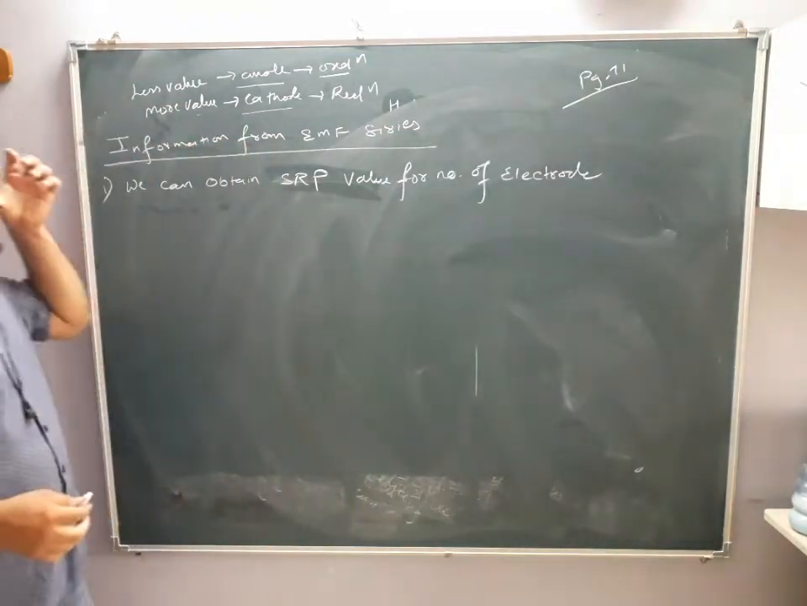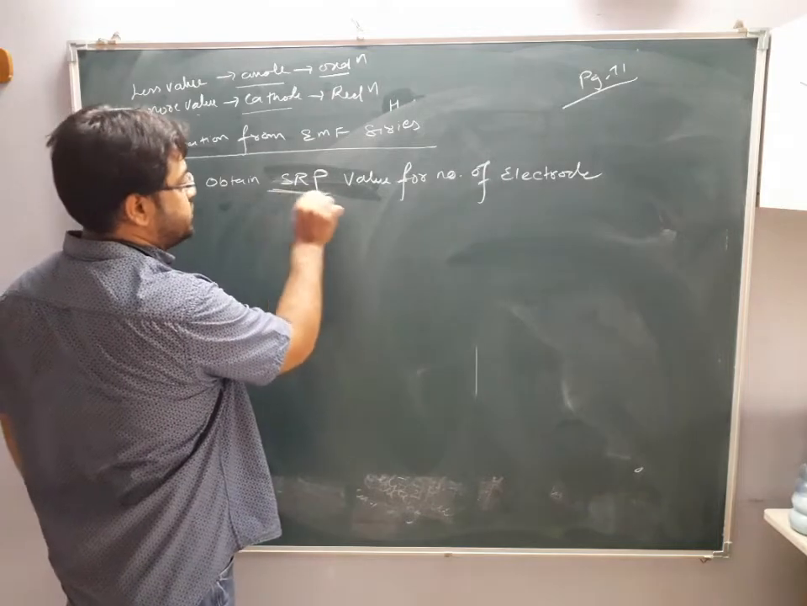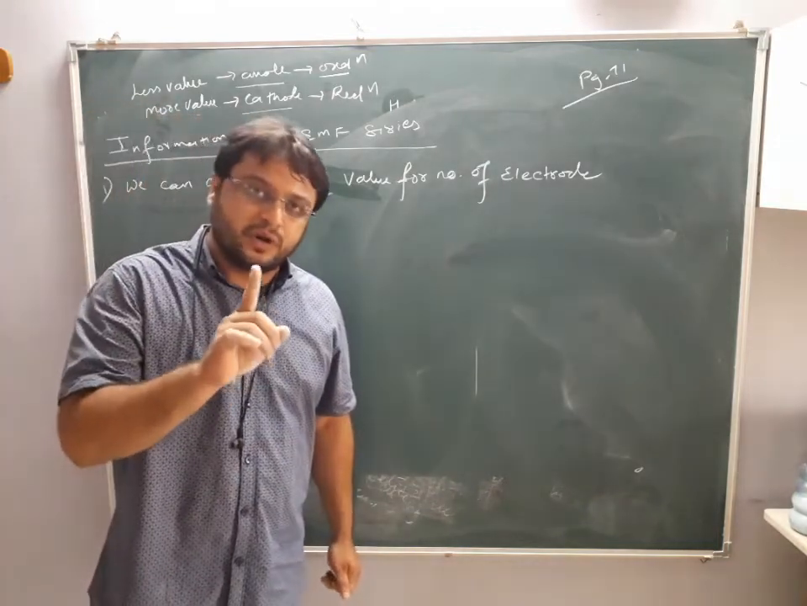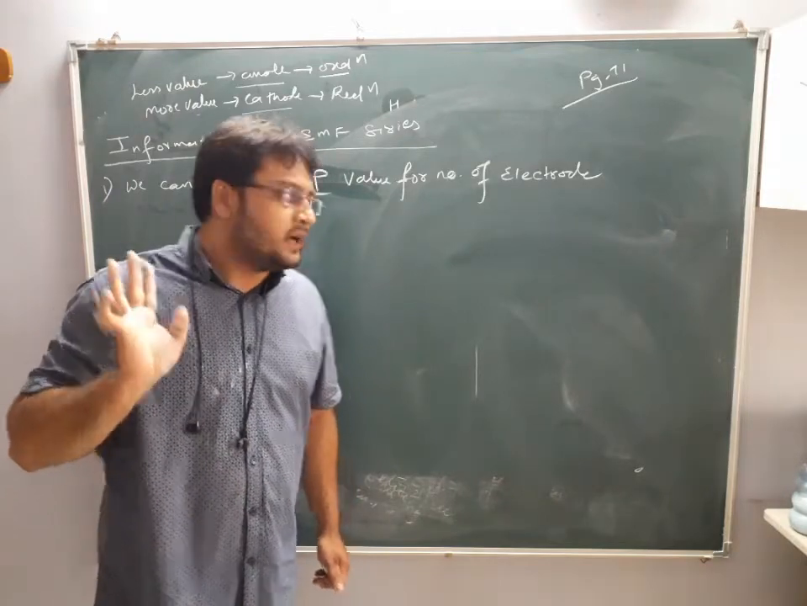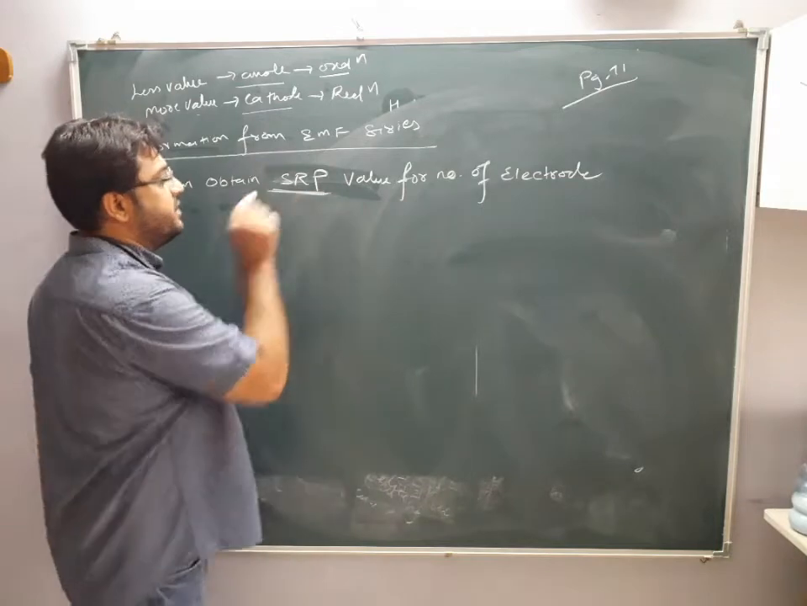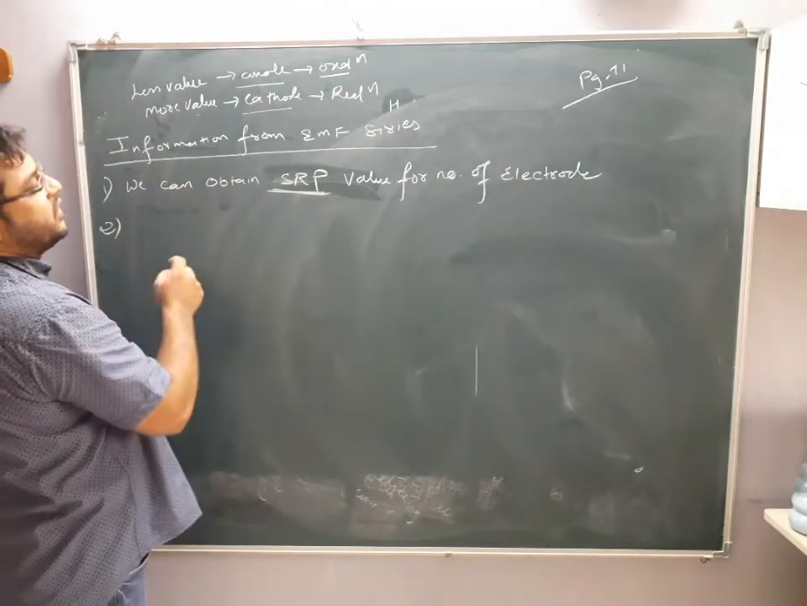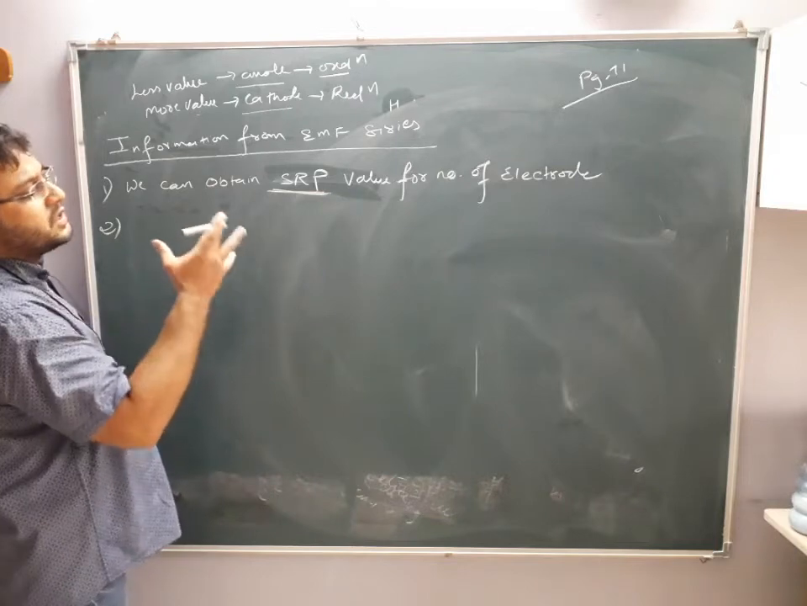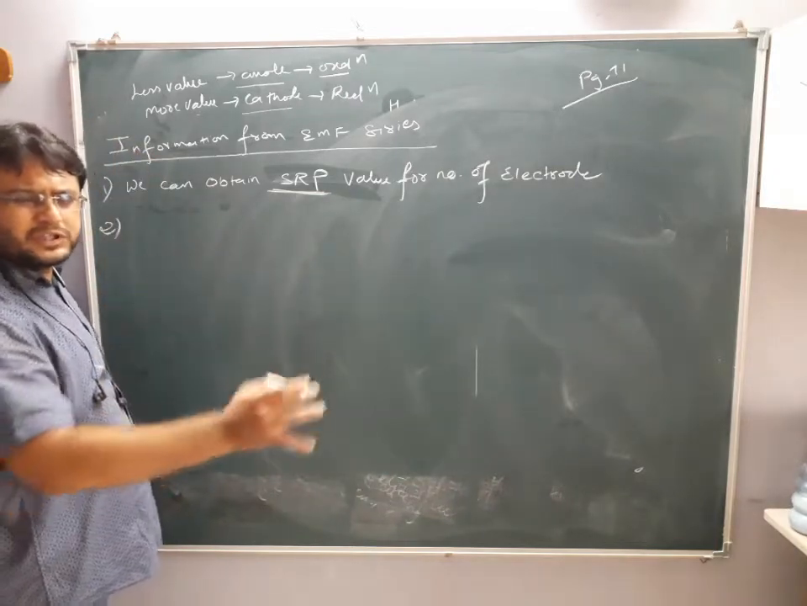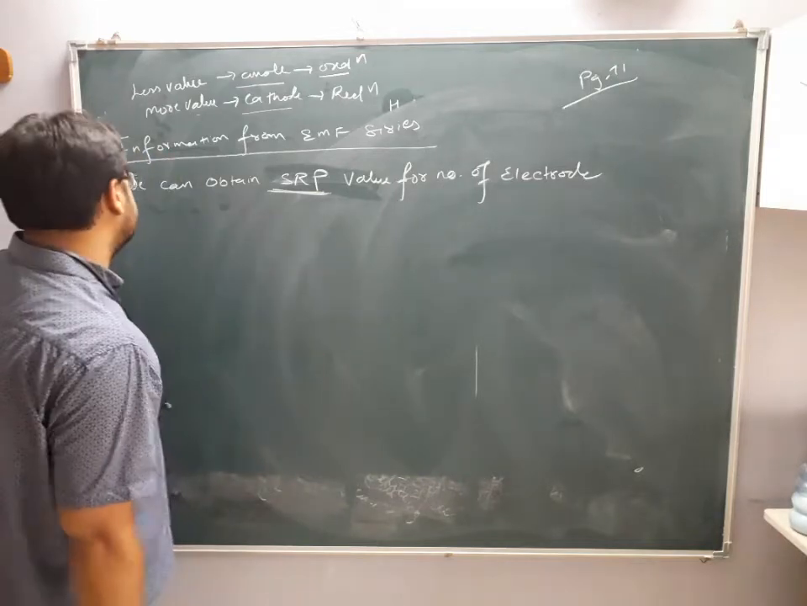So the first information we can obtain is what? We can obtain SRP, that is standard reduction potential. This series is based on standard reduction potential according to IUPAC. Clear? So from this series you can obtain only SRP, that is standard reduction potential. Okay. So the first information we can obtain is standard reduction value for number of electrodes, for cobalt, for copper, for zinc, for hydrogen, for MnO2, for iron, many. Clear this part?